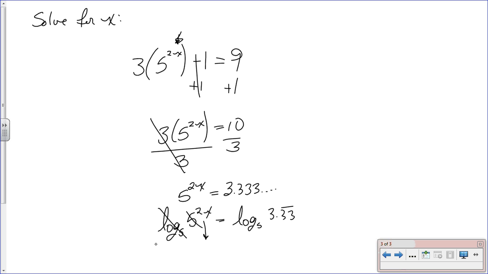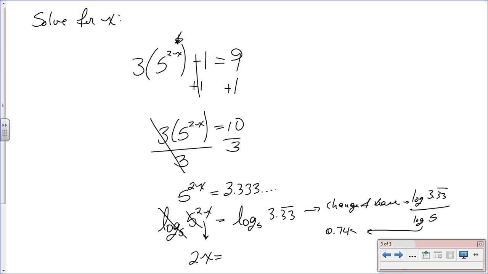You don't have to drop it to the front, then do the log. This will give you 1, and this will drop down, and that's going to equal the log base 5 of 3.333. But of course, you have to do change of base, which is the log. You can do 10 or natural log, doesn't matter, of 3.33 repeating, divided by the log base 10 of 5. Alright, that's your change of base. The answer to that will give you 0.748, and then bring that back in over here and plug it in.